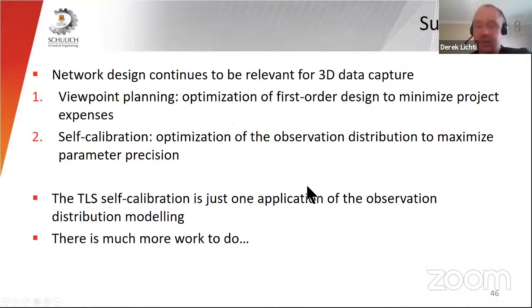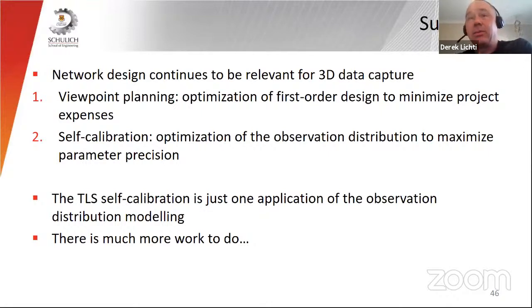Okay, so just looking at the time, I think it's time for me to wrap up. So I'd like to summarize by making a few statements. The first is that I think network design is very much still a relevant idea in photogrammetry and in geomatics, and hopefully the two examples I've shown here have illustrated that.